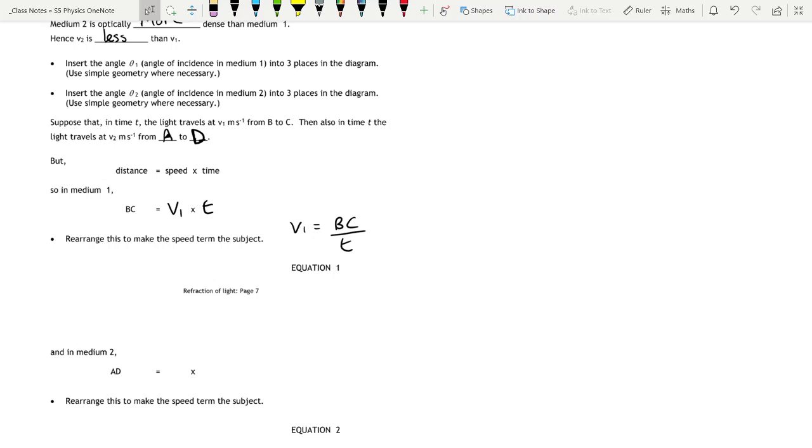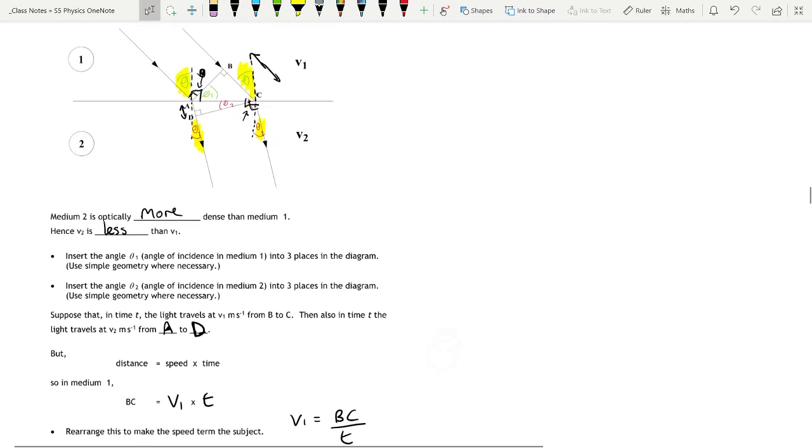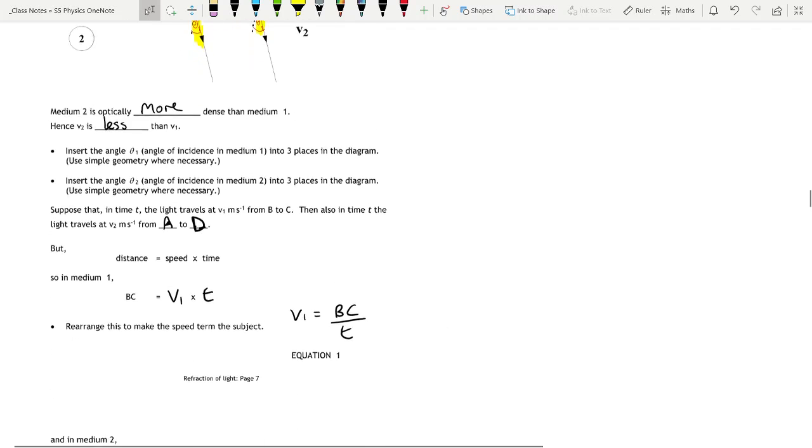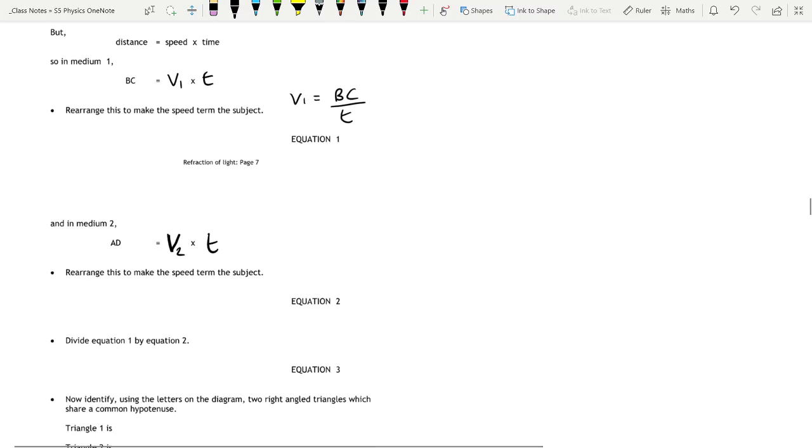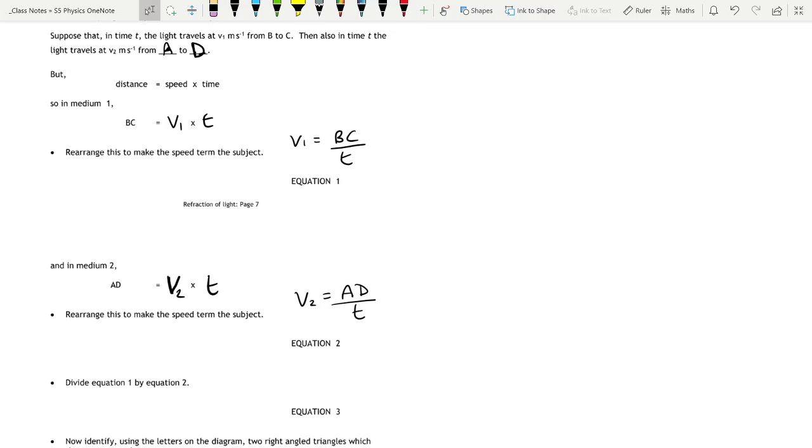So in medium 2, again, distance is speed times time. So in medium 2, we've got that AD is the distance, and speed is V2 times by the same time. Rearranging that to make the speed the subject, V2 is distance divided by time. Okay, so we've got two equations there. We've got equation 1 and equation 2.